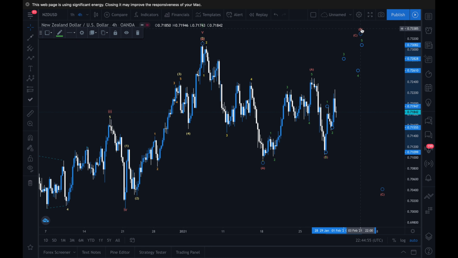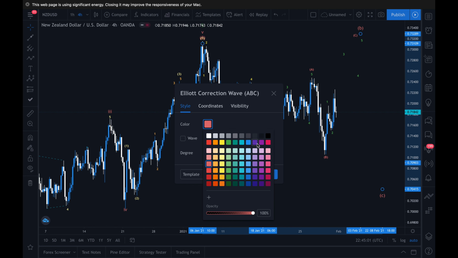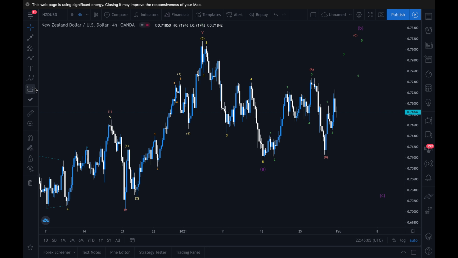Now, don't worry, I'm going to clean this all up for you guys. Let me make this minute, and then I'll make this a purple. Right, so what am I expecting? Well, we saw this impulse up, so that's confirmed our wave 1. I'm going to expect a mini wave structure, again for wave 3.